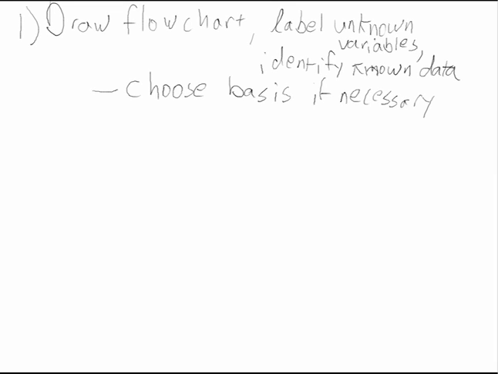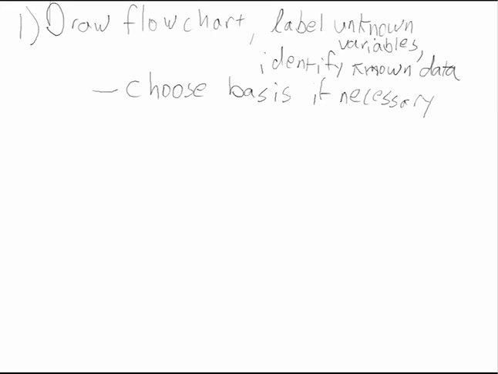So again, if we don't have a flow chart, we don't know what we're looking for, we don't know what's known, we don't know what's unknown, then we're not going to be able to solve the problem. So key: drawing the flow chart, labeling our flow chart, and so forth. Sometimes we may be given problems where we don't have enough information to solve without choosing a basis. We may, for instance, have to choose what the inlet flow rate is, and that's fine as long as we designate what that basis is and go forth from there to solve it.